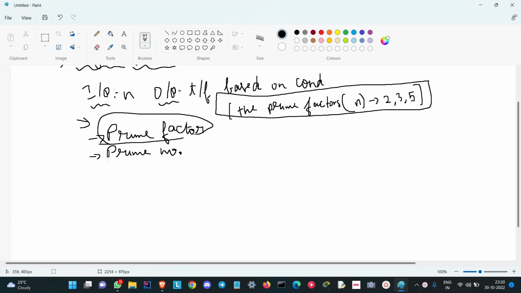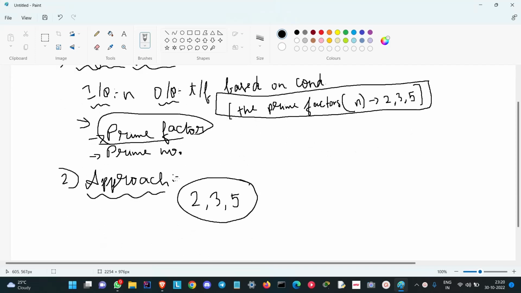In the question they have mentioned that the given number should have only the prime factors 2, 3 or 5. It cannot have any other prime factor. For example, the number n cannot have the prime factors 7 or 11 or any other prime factors. So this is the condition for an ugly number. Now let's go into the approach. Let's have three numbers, which are 2, 3 and 5.